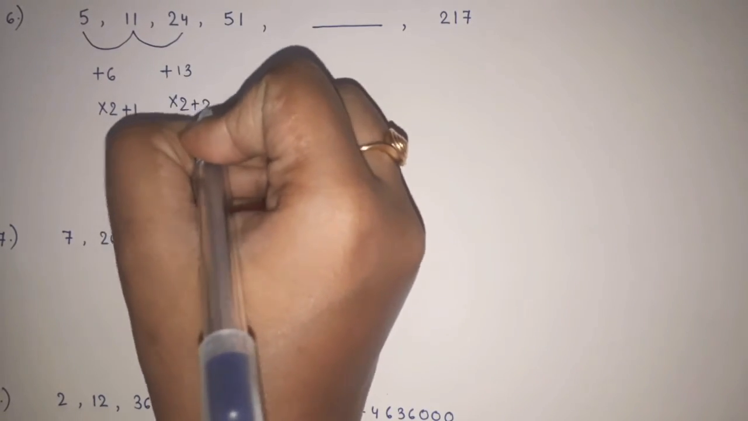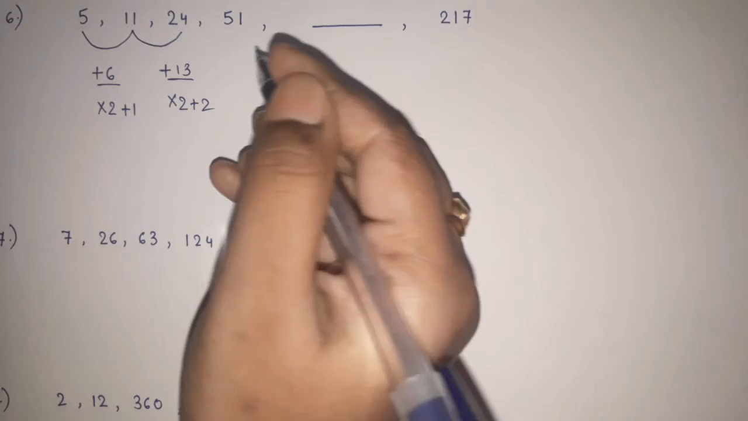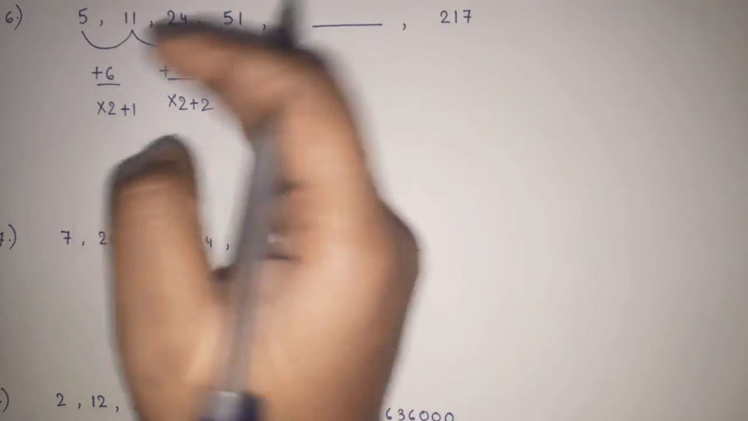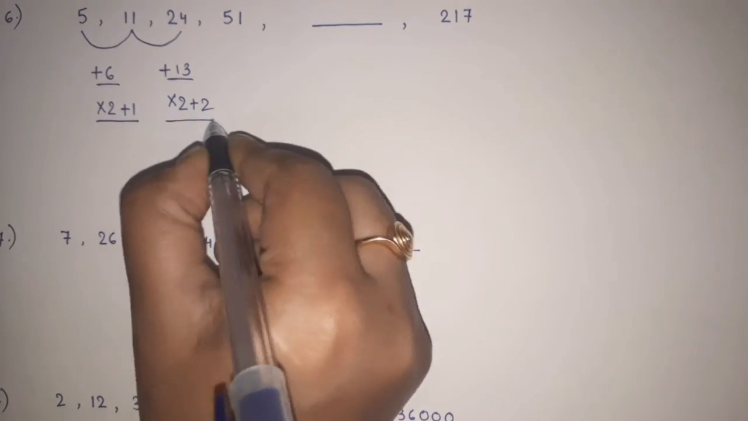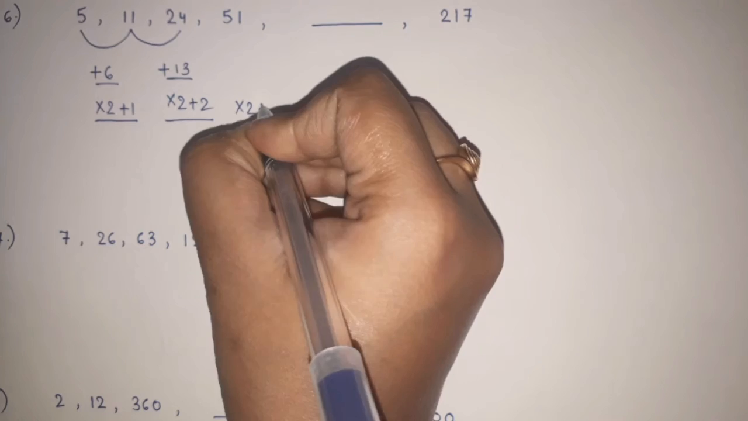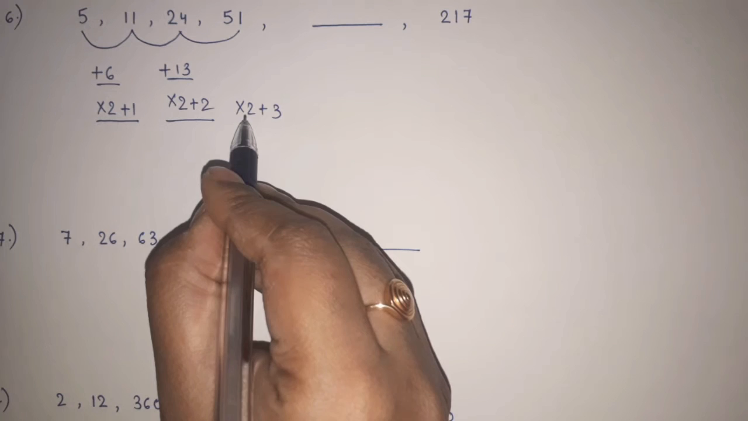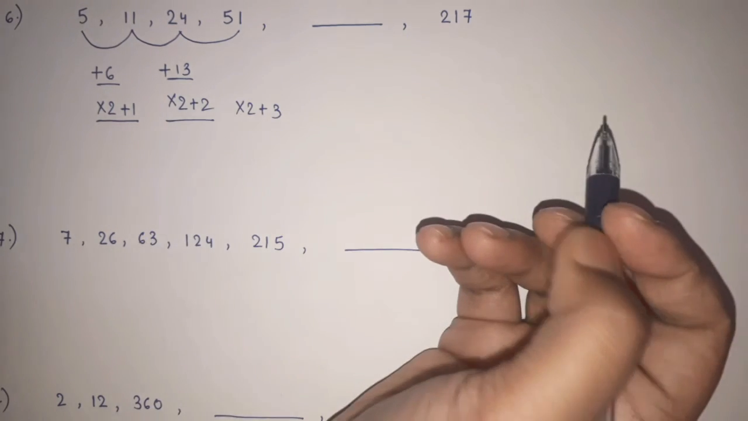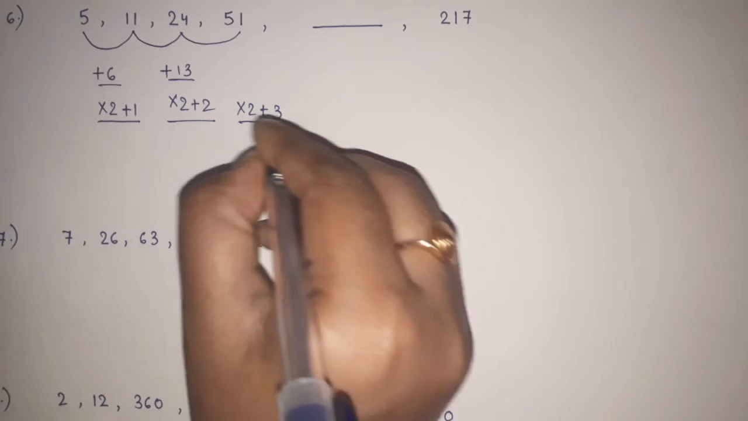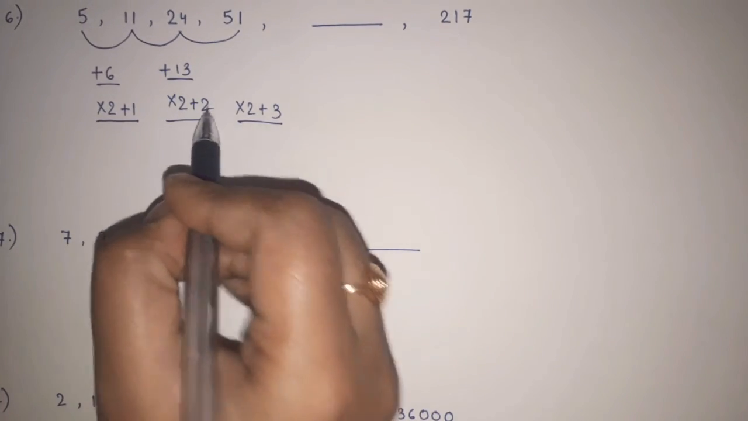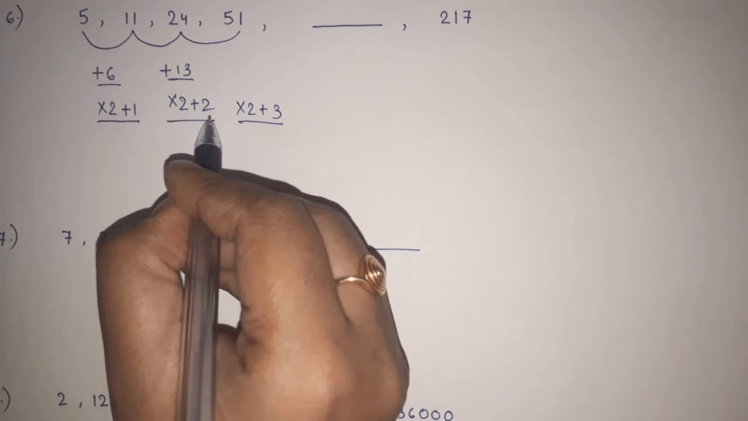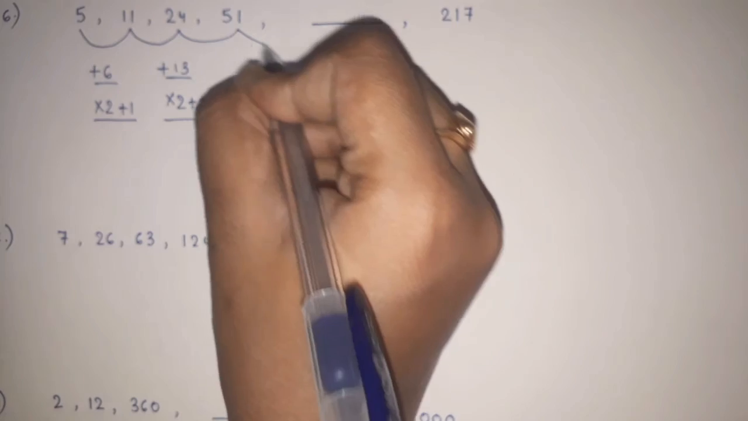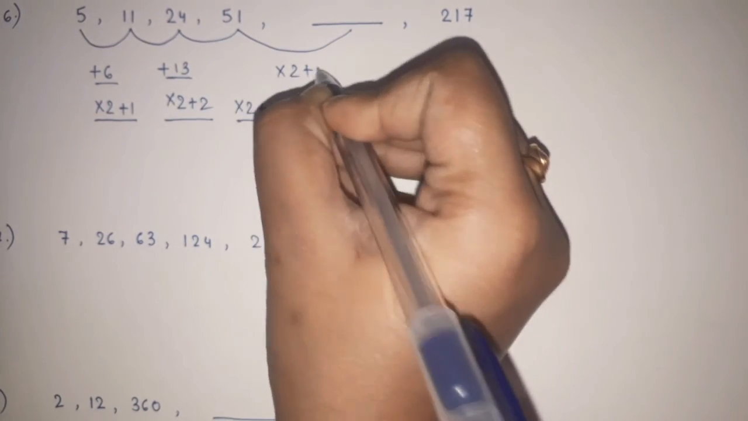into 2 plus 2. So see, plus 6, plus 13, it is not making any exact pattern, but here I am getting something into 2 plus 1, into 2 plus 2. So let's see if I am getting into 2 plus 3 or not. 24 into 2 is 48. 48 plus 3 is 51. So yes, I am getting this. So this can be my pattern. Into 2 plus 1, into 2 plus 2 and into 2 plus 3. So if I get the next one, it should be into 2 plus 4.